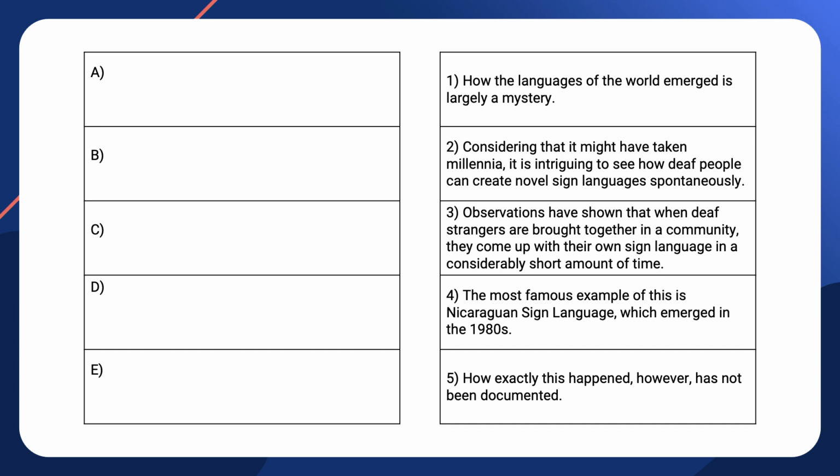Okay, so this is the correct sequence for the paragraph. Let's look at how it all connects. First, we have languages of the world emerging. This connects with might have taken millennia. This second sentence also introduces the topic of deaf people and creating a language spontaneously. This connects with the third sentence with deaf strangers and the idea of coming up with something in a considerably short amount of time. Then we move to an example of this, with this being the emergence of a spontaneous language. And we finally have how exactly this happened, with the word this referring back to Nicaraguan Sign Language from the previous sentence. So there we go.